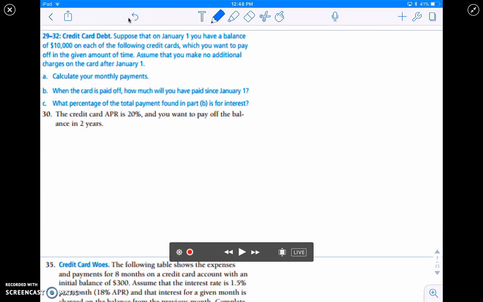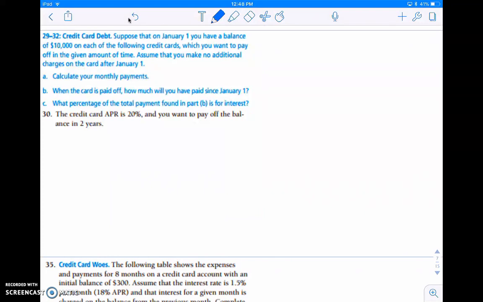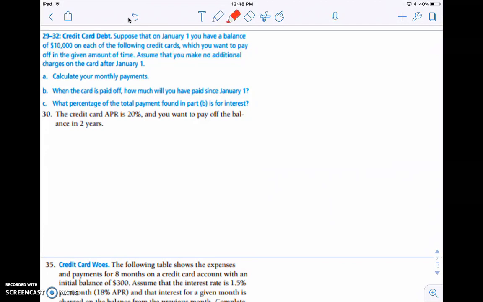Okay, this is part 2, looking at Unit 4D, loan payments, credit cards, and mortgages. Now we're going to look at credit card debt. Let's suppose that on January 1st you have a balance of $10,000. We're just looking at one specific credit card. Again, $10,000 is our principal amount that we owe, and you want to pay it off in a given amount of time. We're going to assume that you don't make any additional charges after January 1st.